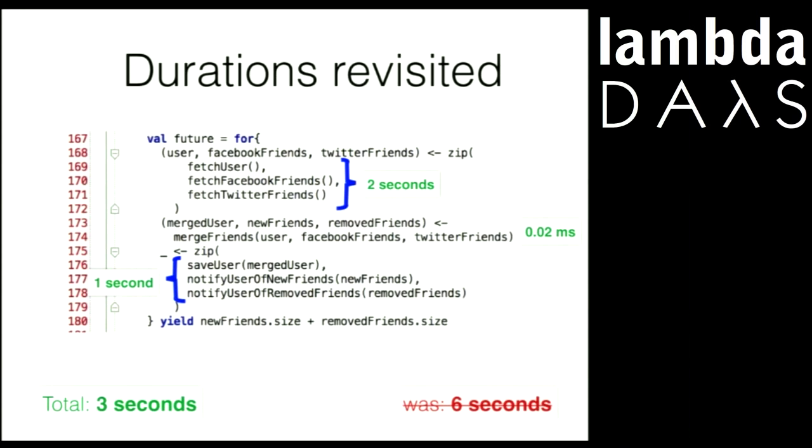Okay, so let's take a look at durations now. So the first section will take 2 seconds because each of the longest calls takes 2 seconds. So the longest future takes 2 seconds, and they run in parallel. Obviously, that's assuming that we've got enough compute power to do that. The bottom section will take 1 second because the notifications each take 1 second, so they can be run in parallel. So the whole thing now takes 3 seconds. So that's great. We just managed to cut in half the duration of the whole request.